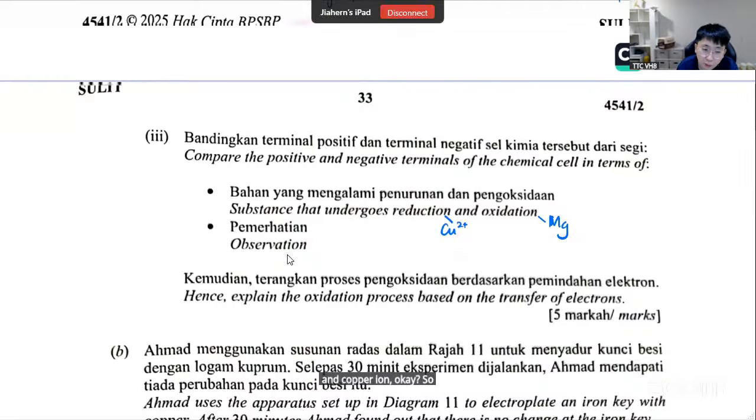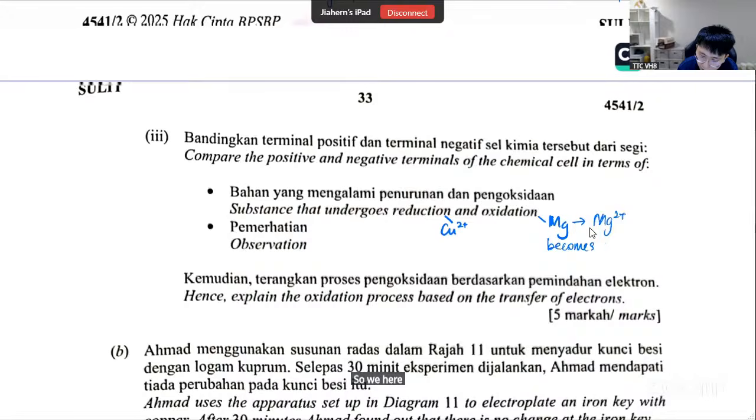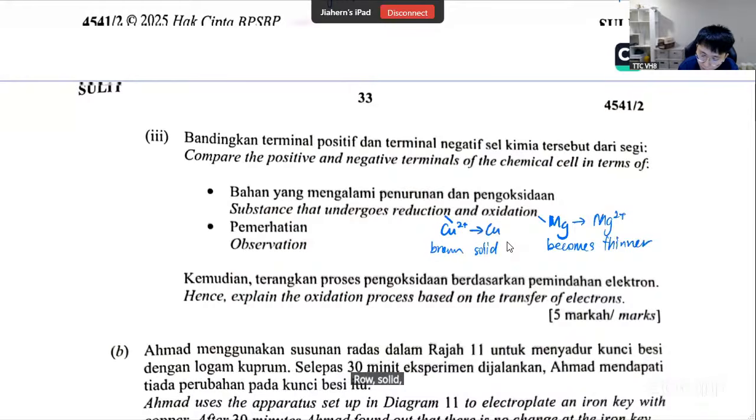So what is the observation? When magnesium undergoes oxidation, magnesium will become Mg2 plus. So we say becomes thinner. But your Cu2 plus, he will gain electron, become Cu. So this one you can say brown solid form. Or you can say becomes thicker. Also can, but brown solid form more acceptable.